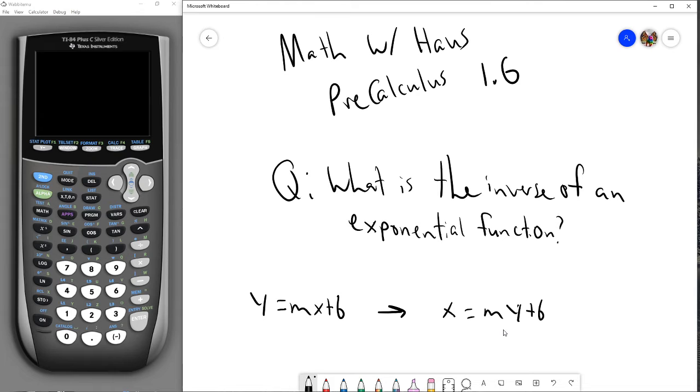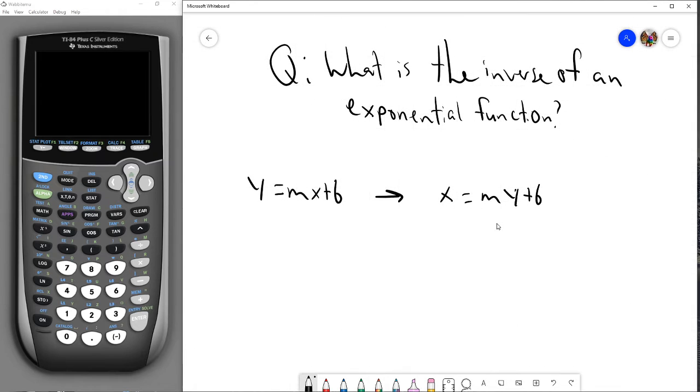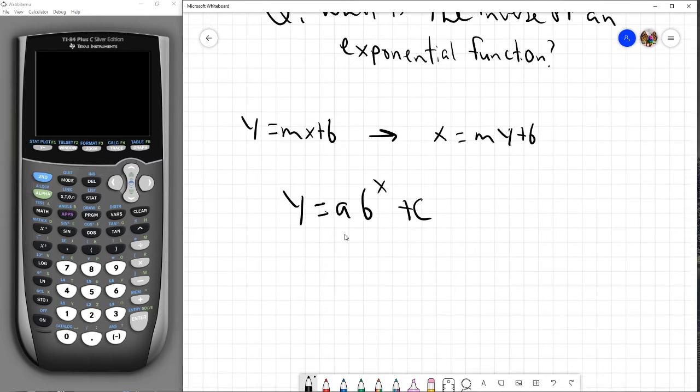But the question is, how do we find the inverse of an exponential function? Exponential functions, if we recall, had this format here: y equals ab to the x. We could add a plus c if we want to include all of our transformations from the last video. So how do we find the inverse of that? Or more practical, why do we care about the inverse of an exponential function?